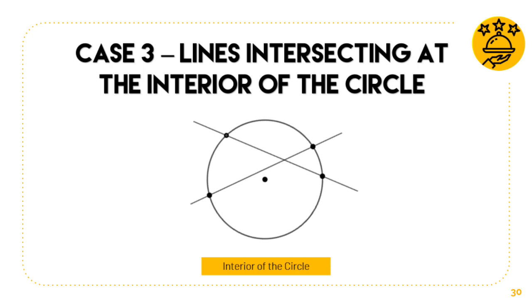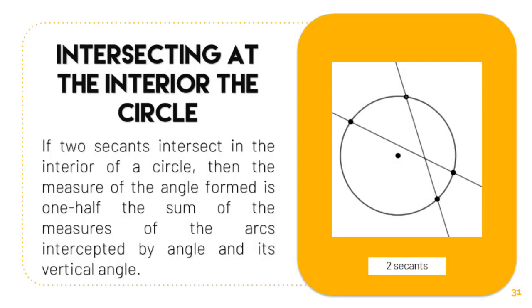For case number 3, wherein lines intersect at the interior of the circle, there are two secant lines that are drawn through the circle. And this theorem states that if two secants intersect at the interior of the circle, then the measure of the angle formed is 1/2 the sum of the measures of the arcs intercepted by the angle and its vertical angle.